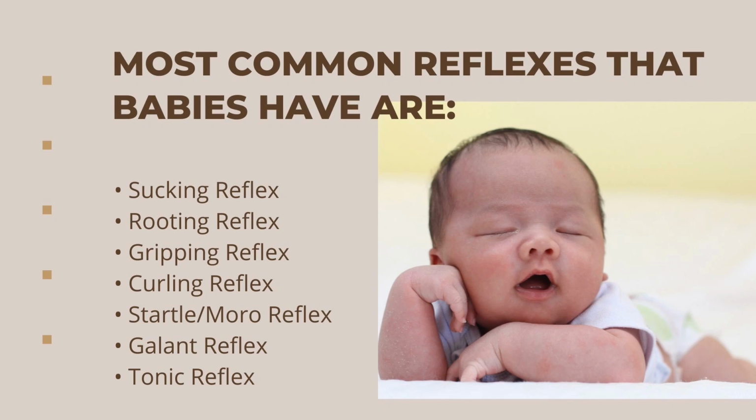Next is the startle or Moro reflex. Infants will respond to sudden sounds or movements by throwing their arms and legs out and throwing their heads back. Next is the Galant reflex. The baby will respond by curving his or her body toward the side which is being stroked. The last one is the tonic reflex. Whichever side the child's head is facing, the limbs on that side will straighten while the opposite limbs will curl.